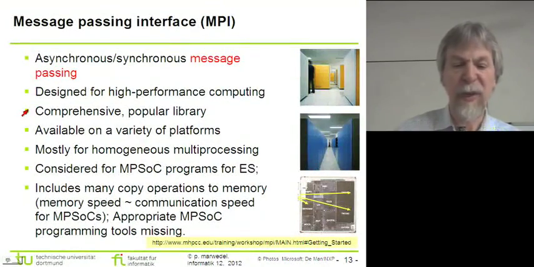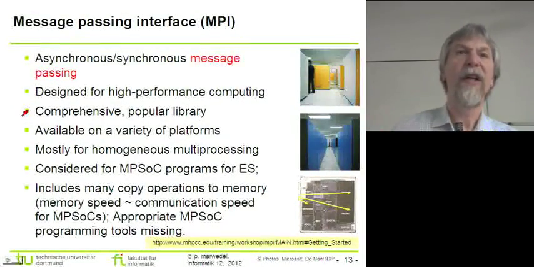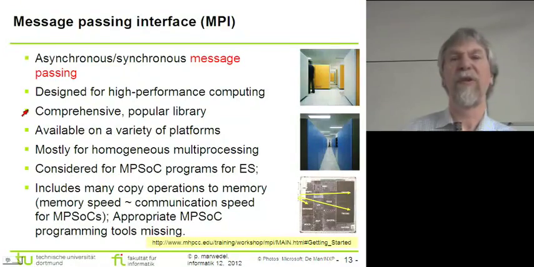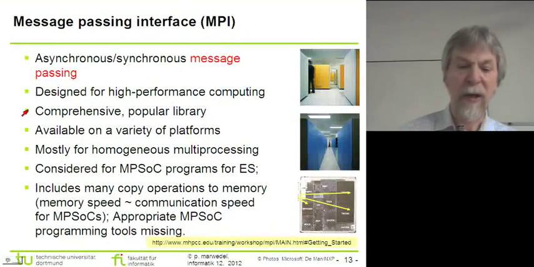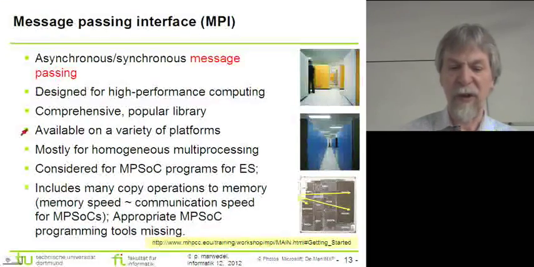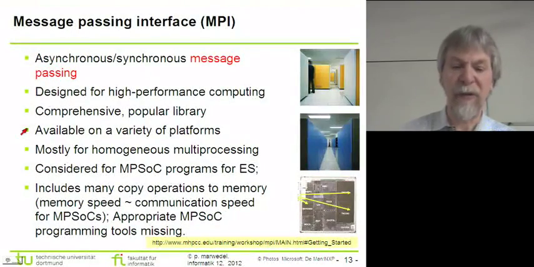MPI is a very comprehensive, very popular library that is used by many researchers. If you talk, for example, to researchers in physics or in chemistry, you will in many cases find that they are using MPI on the mainframe computers in the data center on which they are working. MPI is available on a variety of platforms. It's not proprietary. It's not limited to a particular hardware platform. But it is mostly designed for homogeneous multiprocessing.